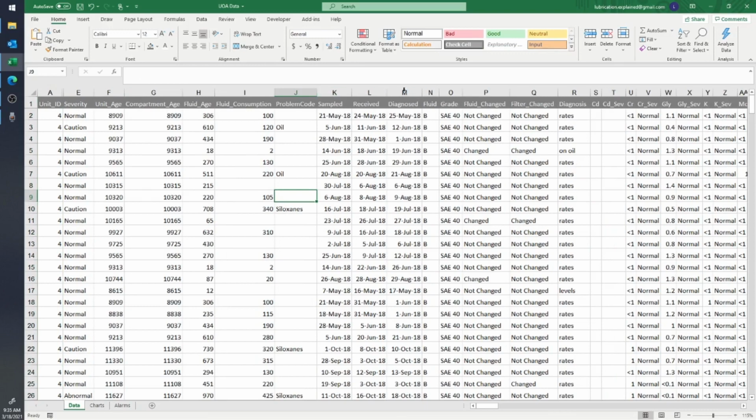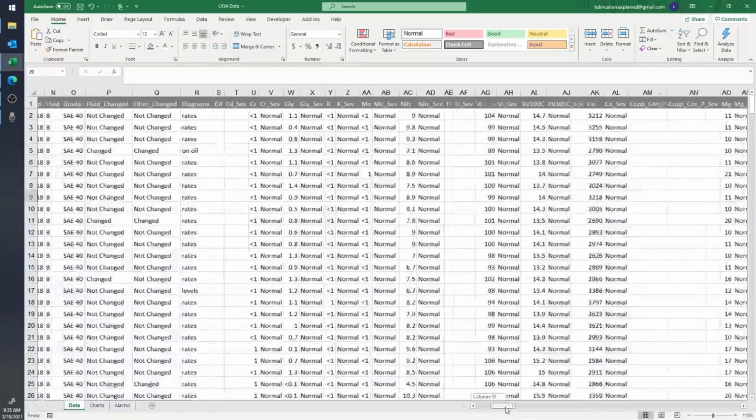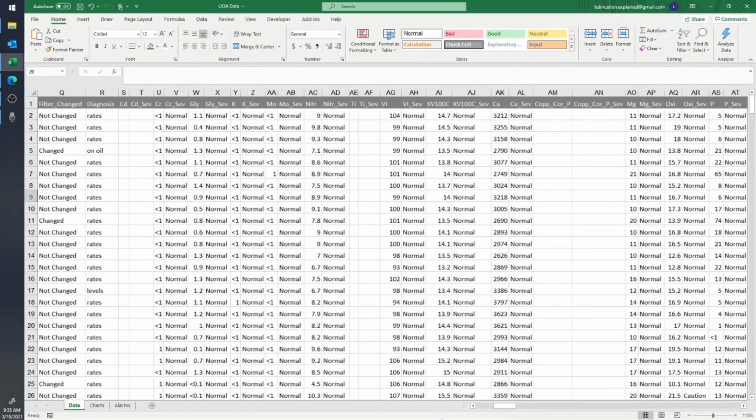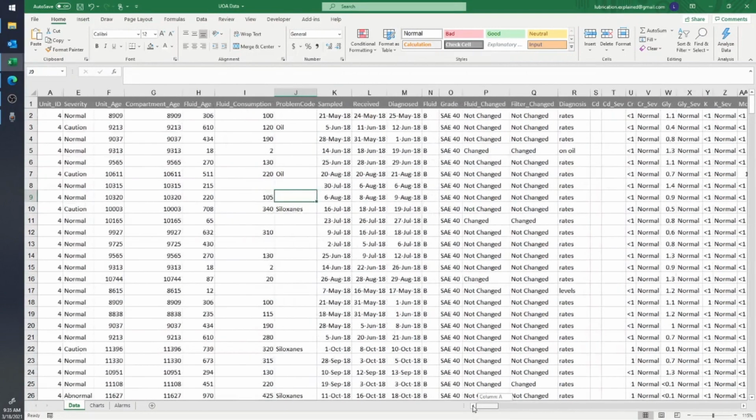We've got sample dates. I might want to know that, whether the fluid was changed or not, diagnosis, okay, and then we come along to some of these fields. Okay, so some of the important ones are going to be the age of the oil. So I'm actually going to highlight that so that we can easily find that. The date that it was sampled is probably going to be important.